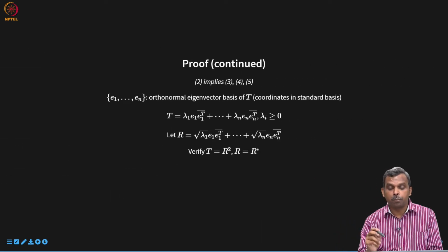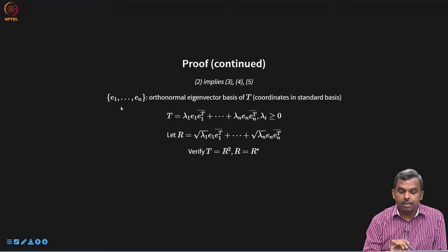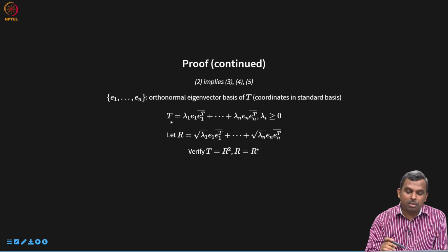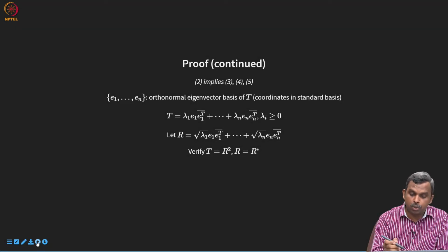So how do you do it? Here's the spectral theorem. There is an orthonormal eigenvector basis for T. I'll assume some coordinates in some standard basis, e1 to en. Then I know I can write T, when I say equal to, I mean T is represented by something like this. So maybe I shouldn't say equal to, I should put a different symbol.